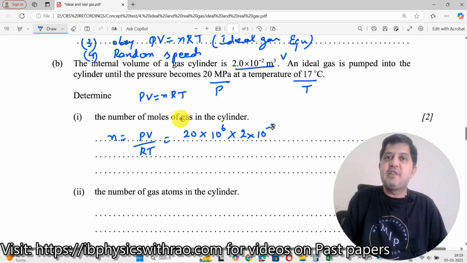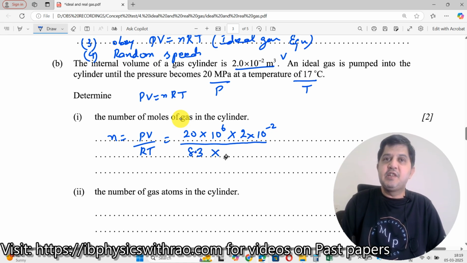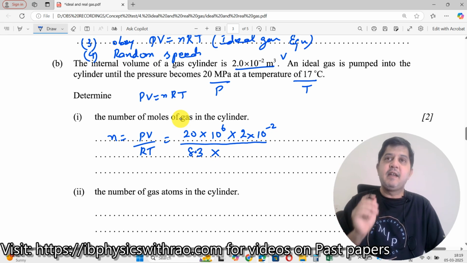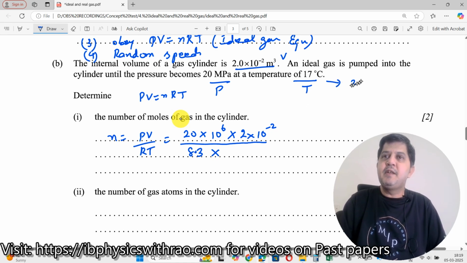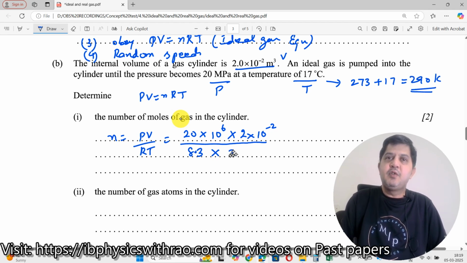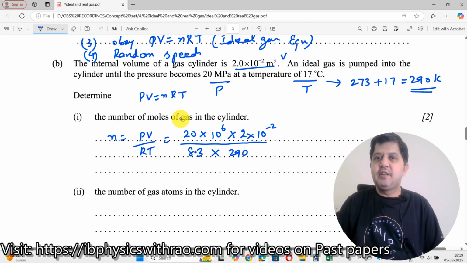Check that everything is in SI unit, and divided by R. What is R value? 8.314 or 8.3 multiplied by T. Don't substitute this value directly. Whenever you are doing problems in thermal physics, see to it that you are doing everything in terms of Kelvin, SI units only. Temperature should be in Kelvin unless it's a delta T value. If it is temperature in thermal physics, it should be in Kelvin. So now we convert this one. This should be 273 plus 17, which should be equal to 290 Kelvin. Now let us substitute all this and get the answer.